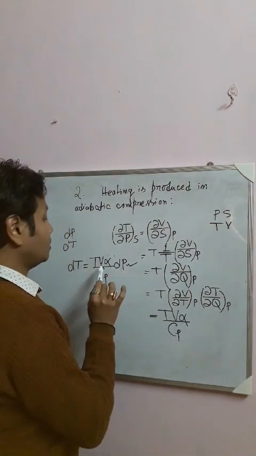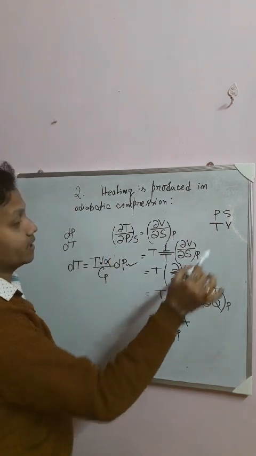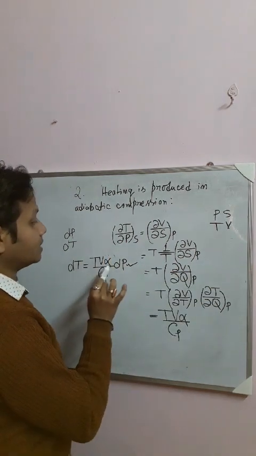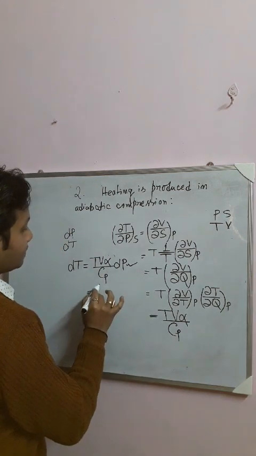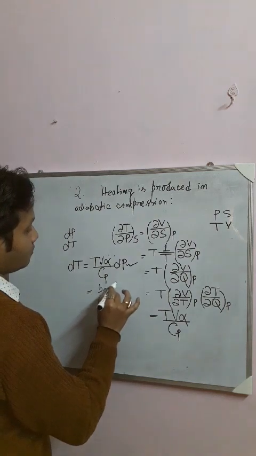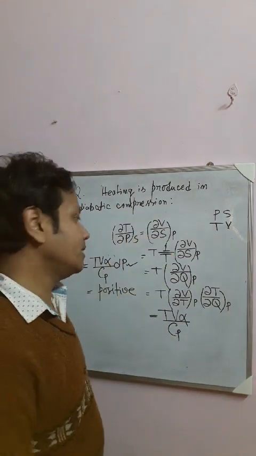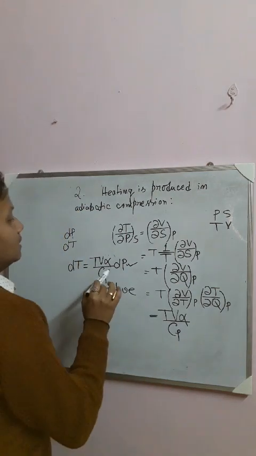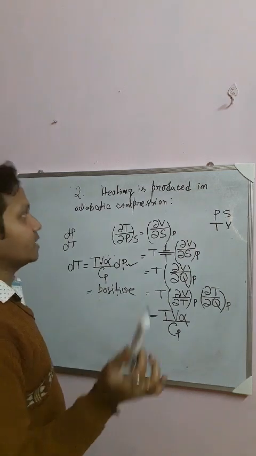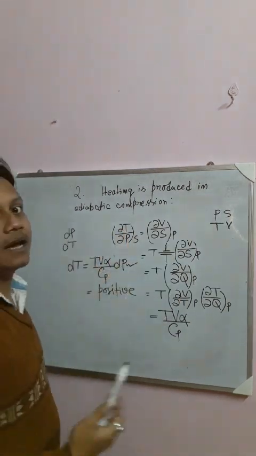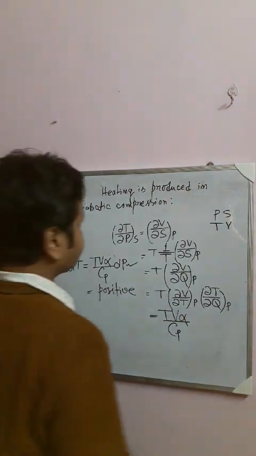Temperature is positive, V is positive, alpha is positive because alpha is 1 by V del V del T. This is positive. So T, V, alpha, Cp all are positive quantities. This means dP is positive. So clearly we can say that heating is produced during adiabatic compression because all the quantities on the right hand side are positive. So dT is positive, that means heating is produced in adiabatic compression. Okay, so this is simple.